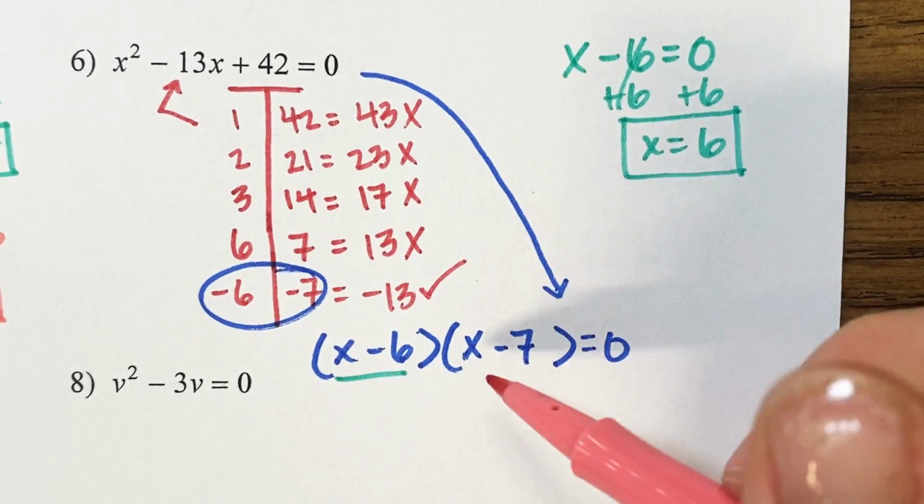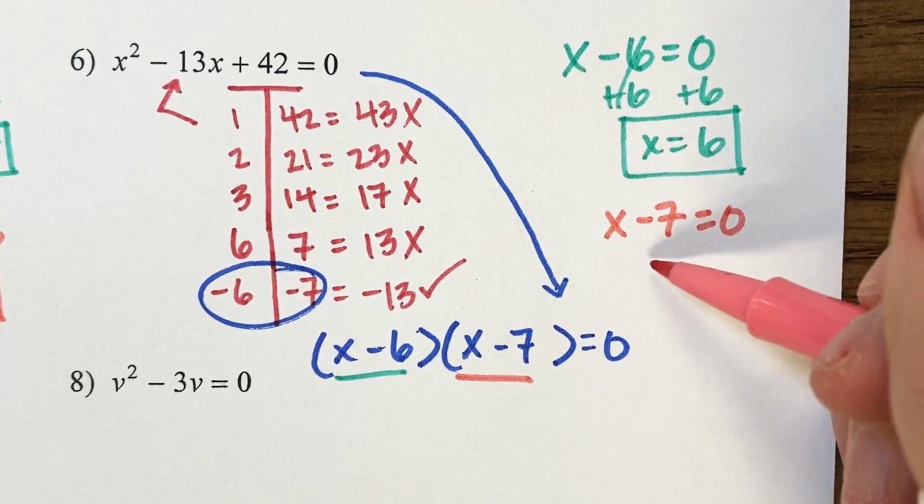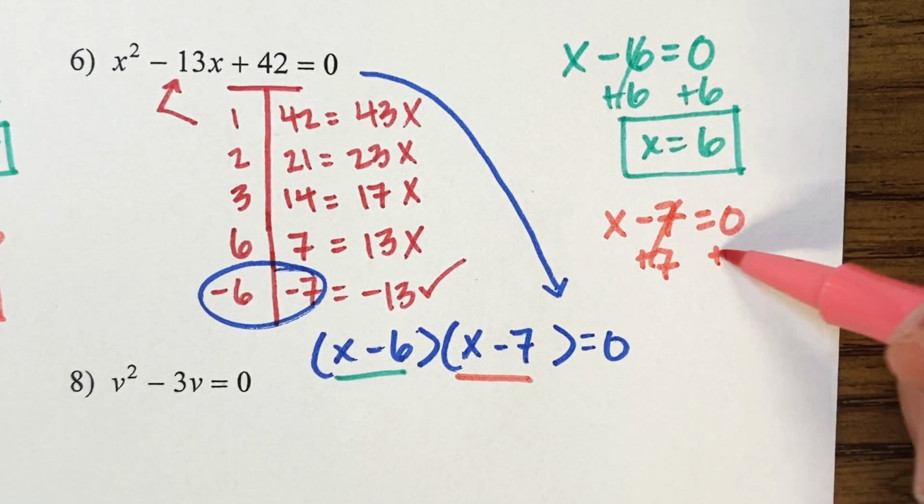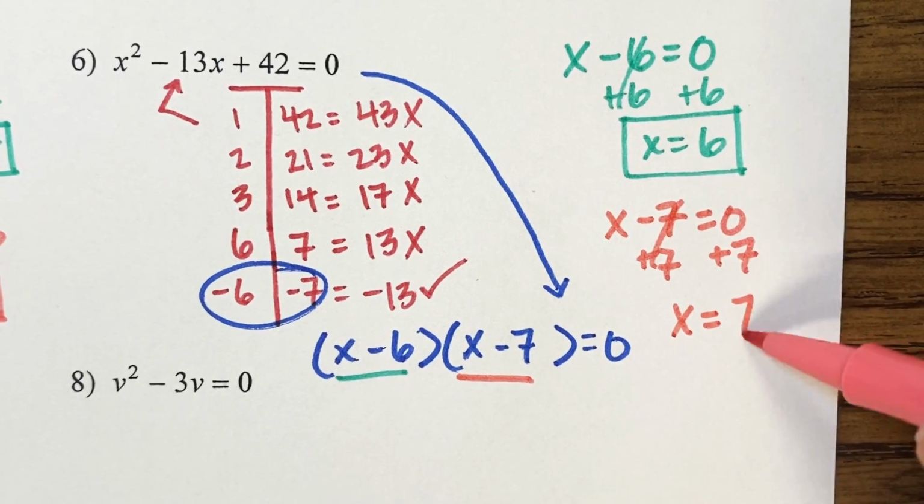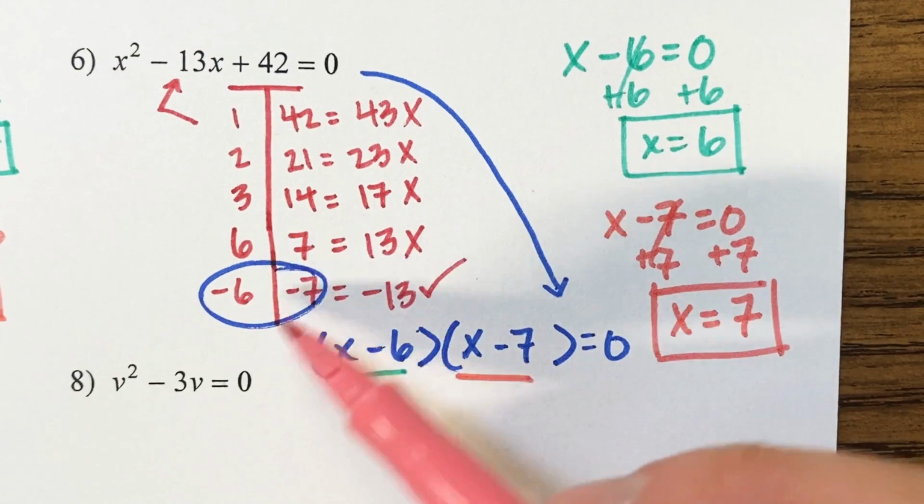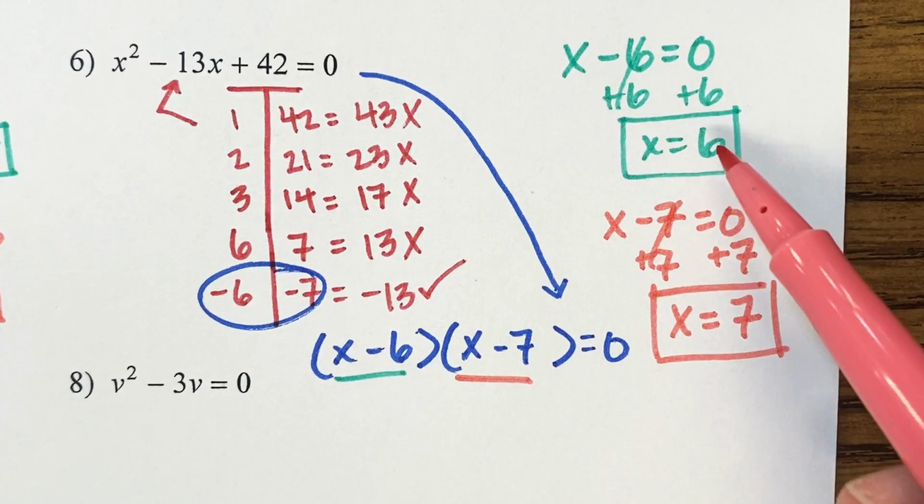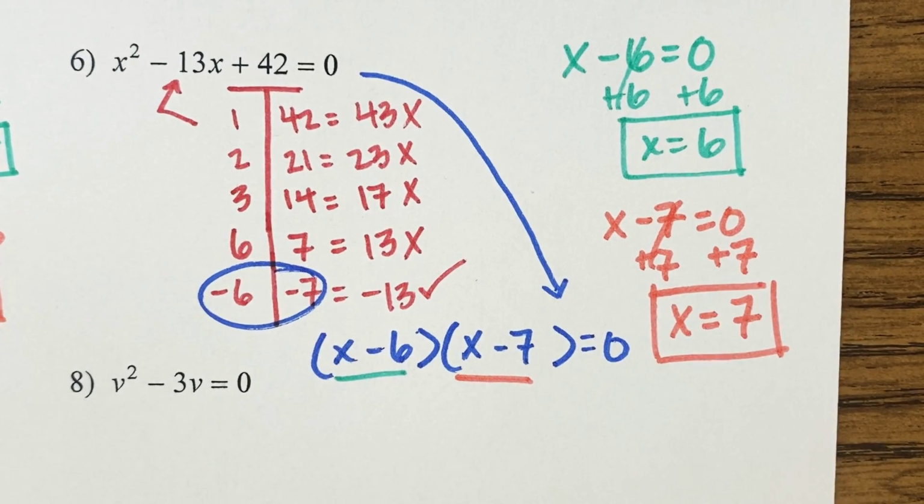Okay, let's take my second piece. x minus 7 equals 0, the opposite of minus 7. Add 7. 0 plus 7 is 7. Or think the opposite of the two numbers you got, right? I got negative 6 and negative 7, so my answers are positive 6 and positive 7.